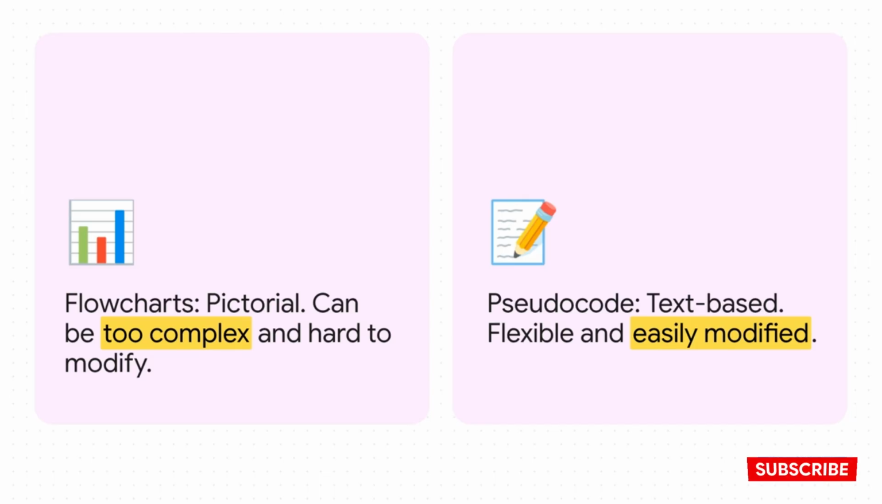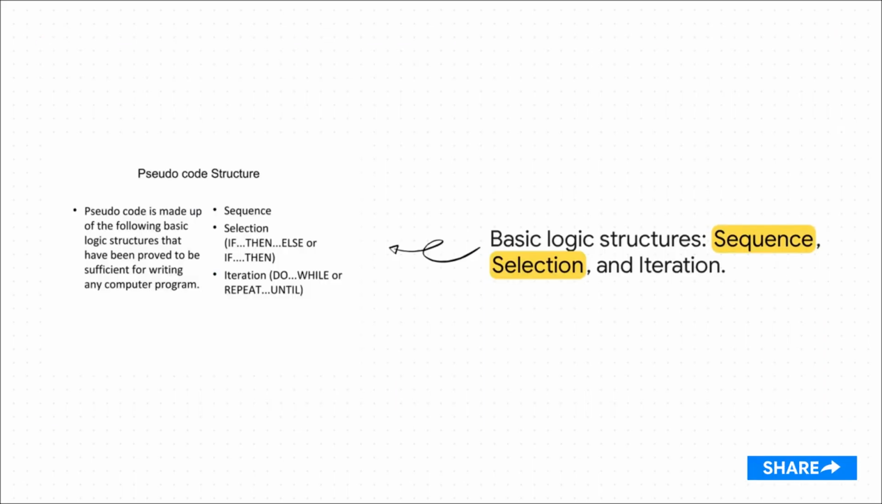Pseudo literally means imitation. It's an imitation of code written in plain natural language, like English. Because it's just text, it takes way less time to write and is incredibly easy to tweak later as your program evolves. And it's honestly kind of mind-blowing to realize that just 3 basic logic structures are totally sufficient for writing absolutely any computer program in existence.